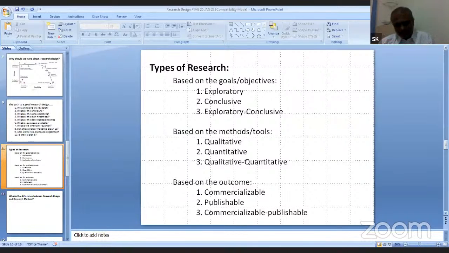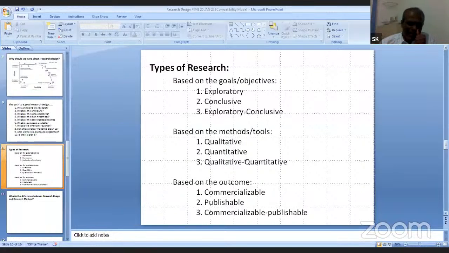Commercializable, we can say this generalizable. We can generalize it. In what way? Whatever outcome, we can generalize the research result. Can we say the commercializable?